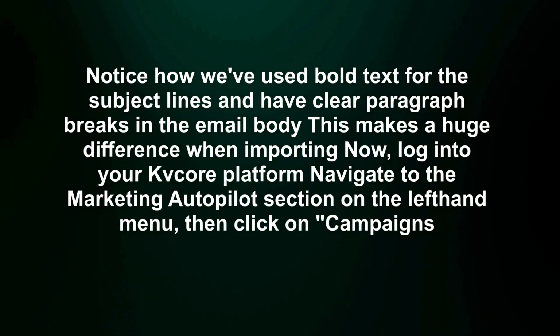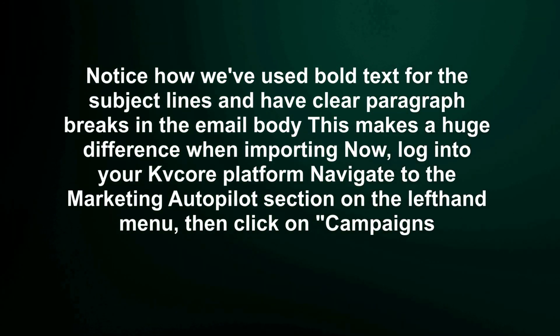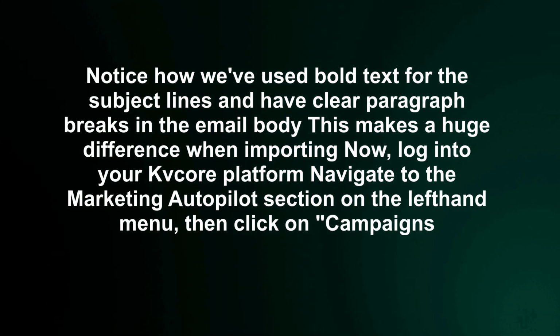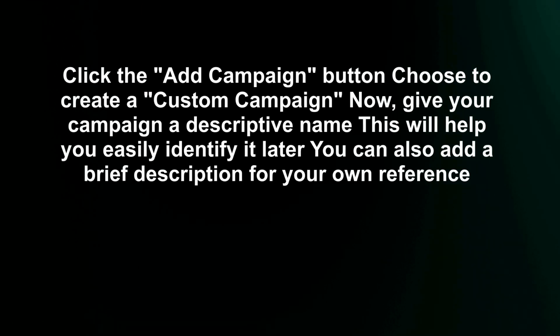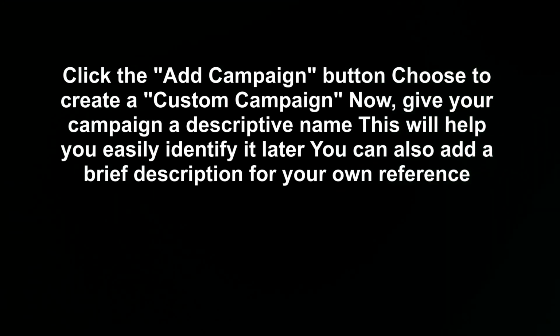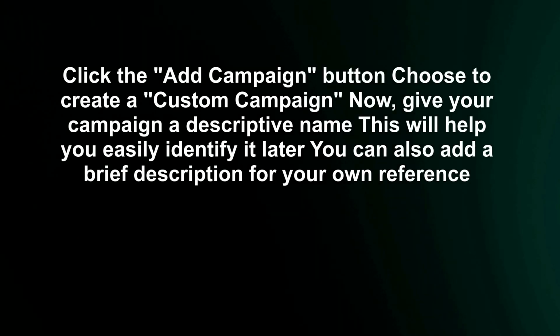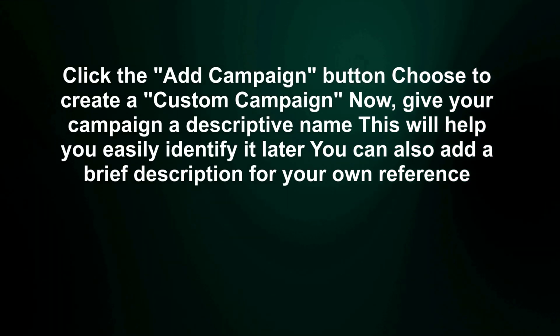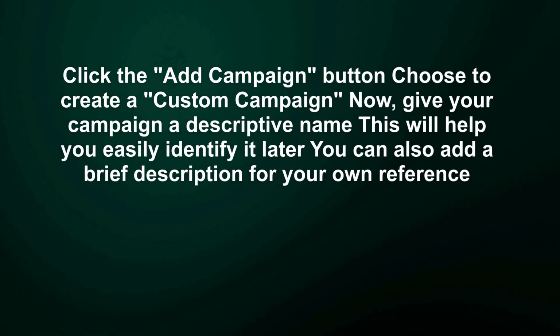Now, logged into your Kvcore platform, navigate to the Marketing Autopilot section on the left-hand menu, then click on Campaigns. Click the Add Campaign button. Choose to create a custom campaign. Give your campaign a descriptive name. This will help you easily identify it later. You can also add a brief description for your own reference.